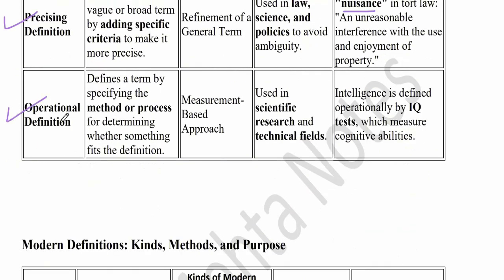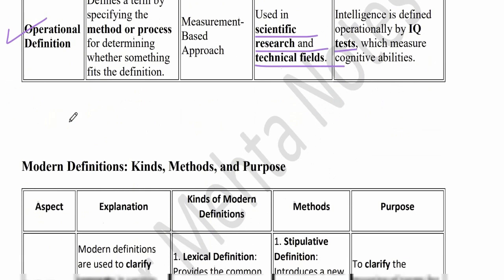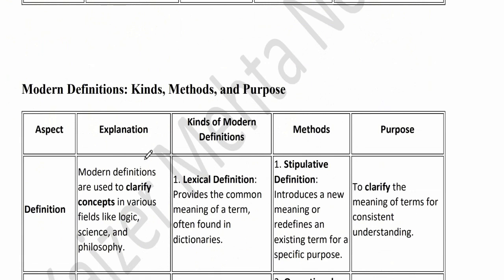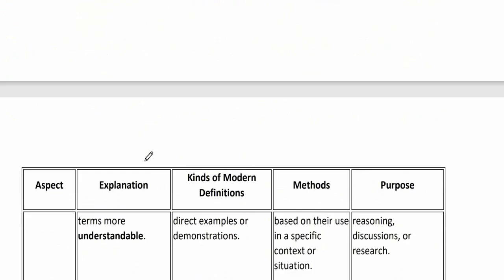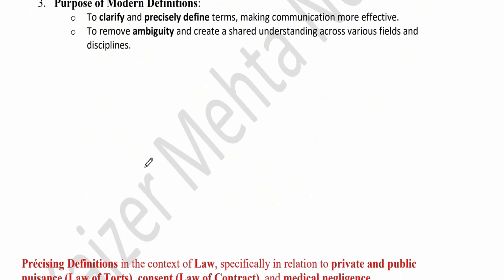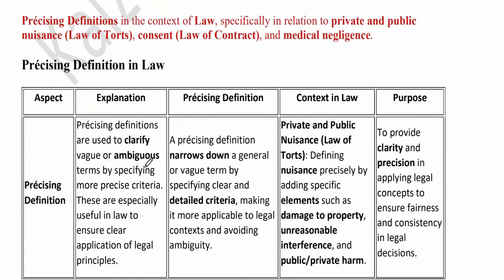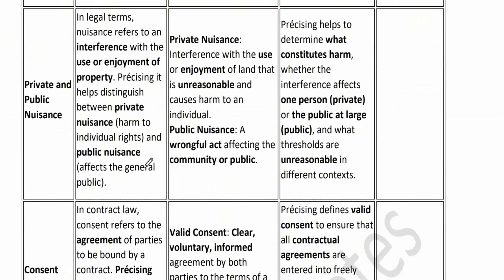Operational definition is when we use the scientific method or research, where some numbers are there, some test is there. All of that comes under operational definition. So that is all we are covering right now for these five definitions. Okay, so we have already covered all of this.